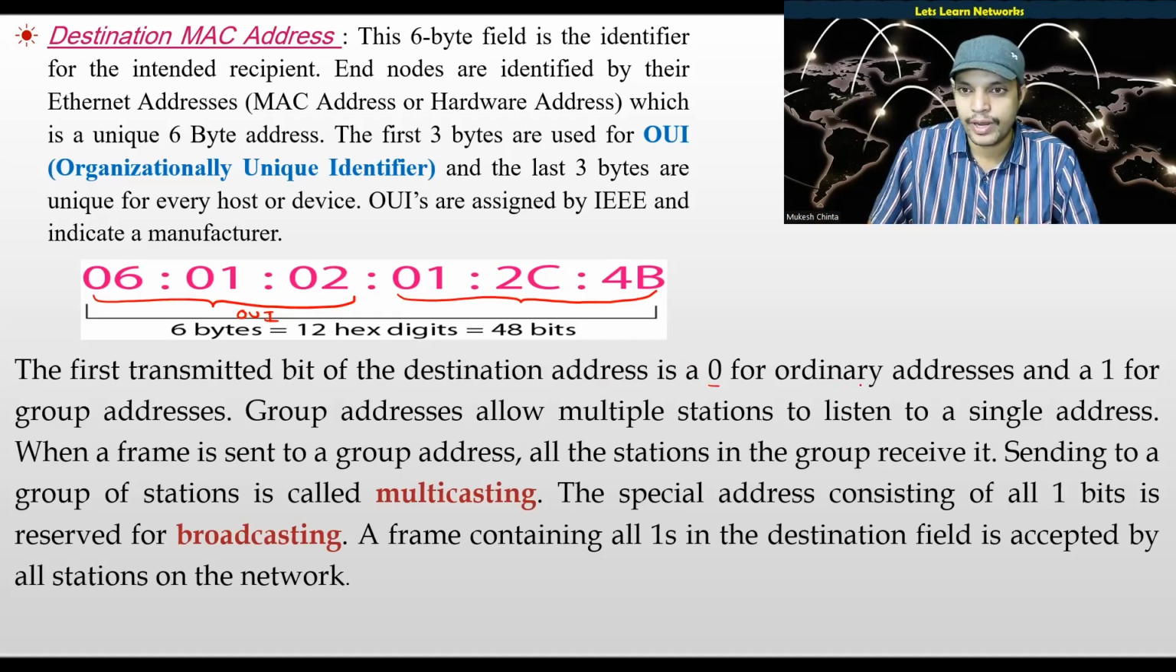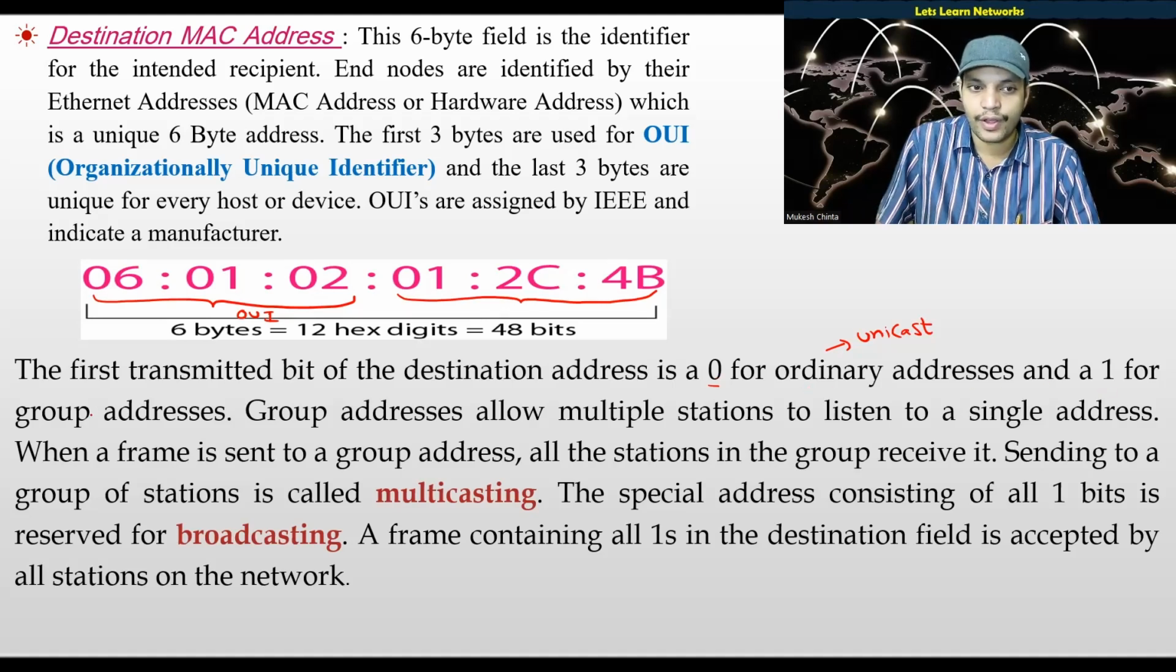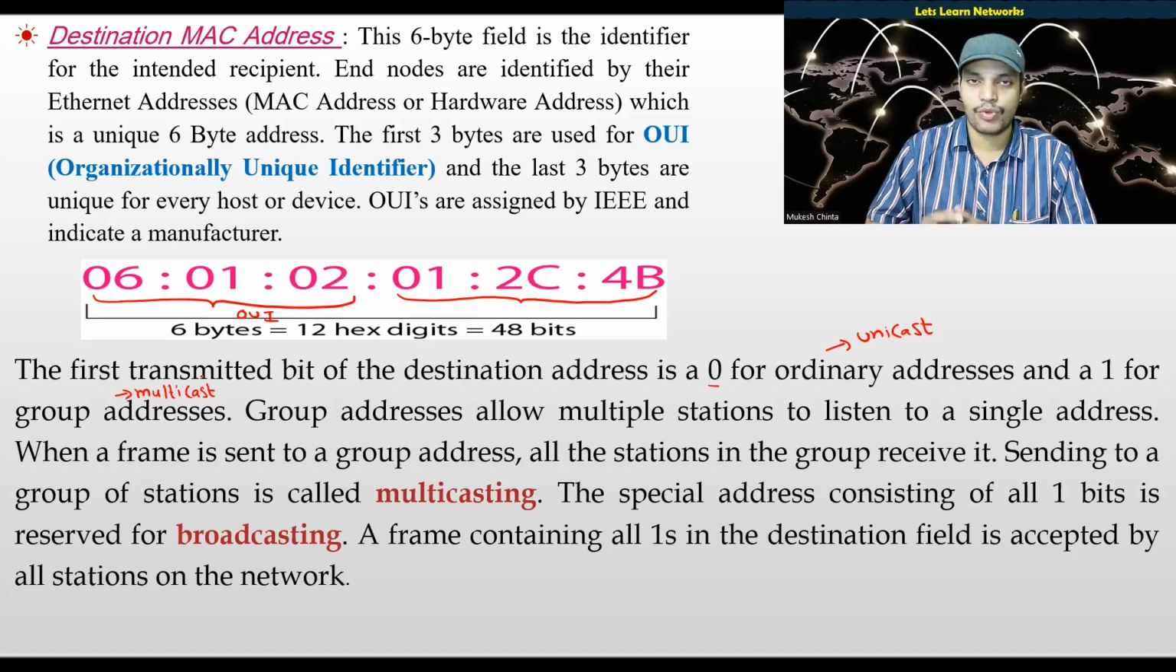Now, the first transmitted bit of the destination address is a 0 for ordinary addresses. You might ask, sir, what do you mean by ordinary addresses? 0 stands for unicasting. That means if I am sending this frame to one particular destination, then I put a 0 here. Or else I can put a 1 for group addresses, which is called multicasting. If I am sending a frame from one sender to one destination, we call it unicasting. And if I am sending a frame to a group of addresses, then we call it multicasting.